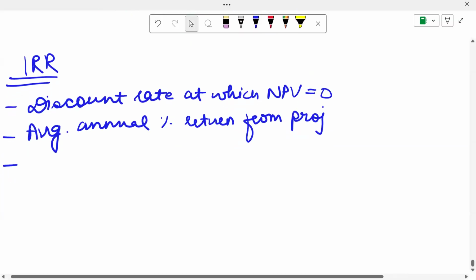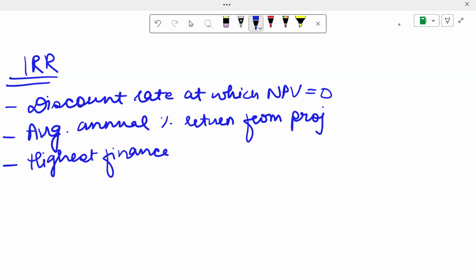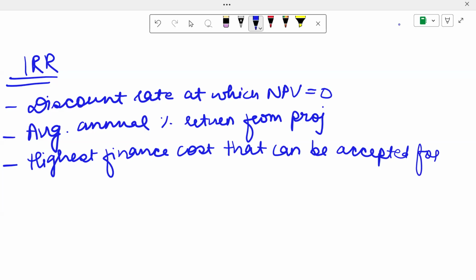Also, another thing being that this is the highest finance cost that can be accepted for a project. So basically, if my IRR is 20% and my cost of capital is also 20%, if my cost of capital becomes greater than 20%, then the project becomes not worthwhile for me. So this is how you can interpret IRR.